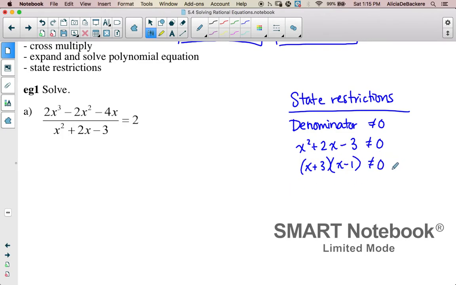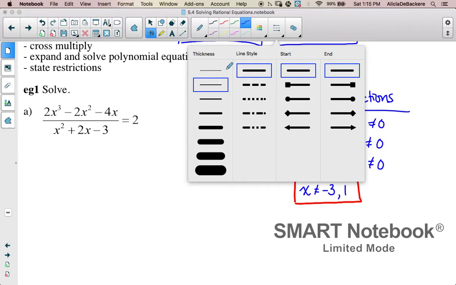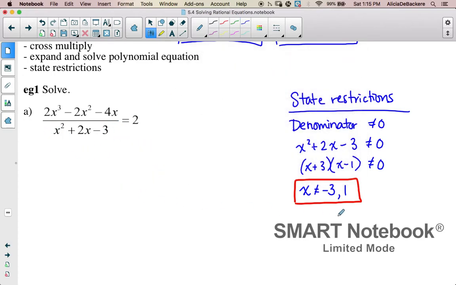So that tells me that neither one of those brackets can equal 0, or the whole thing would equal 0. So that tells me that I can't put in a -3 because that would make this bracket equal 0, and I can't put in a positive 1 because that would make that bracket equal 0. So there's my restrictions. X cannot equal these things. I'm just going to put a box around it so it stands out in my work. And now we're going to go and actually solve the equation, realizing that neither one of these can be answers. If I come up with one of these answers at the end, I will have to eliminate it from my solution set.